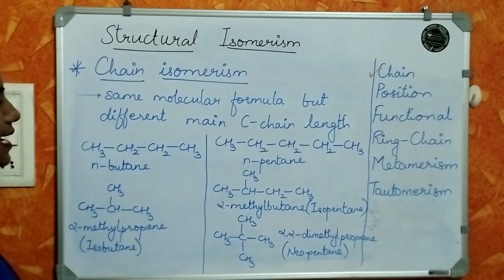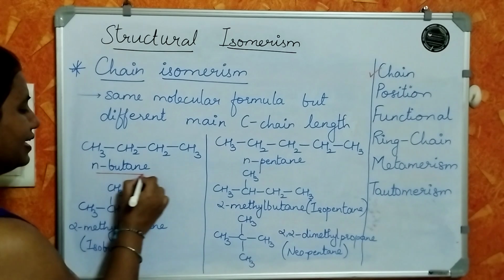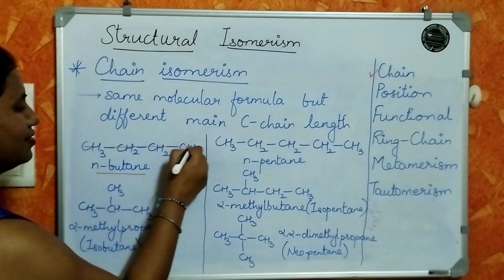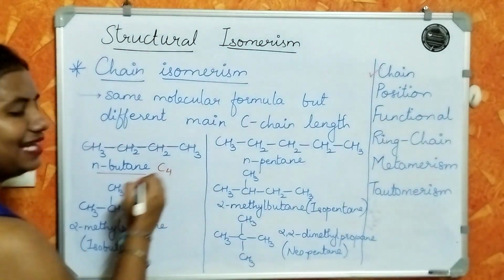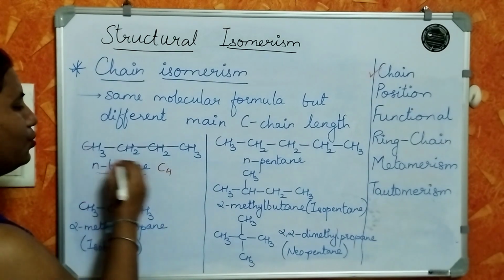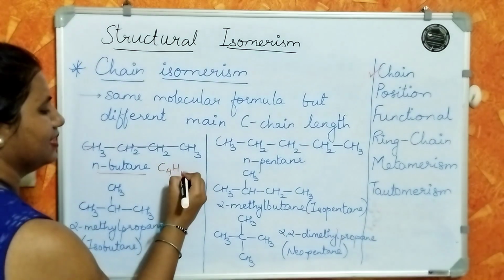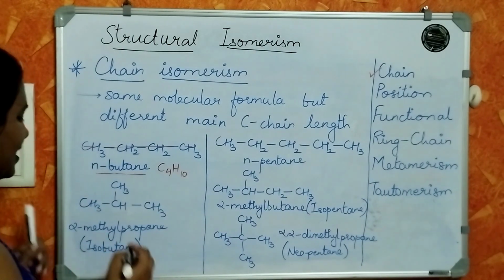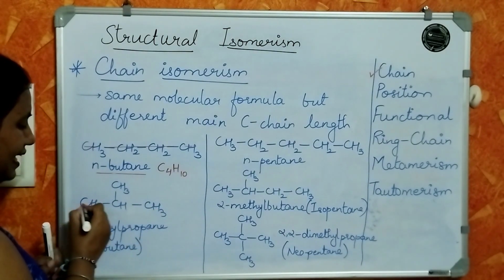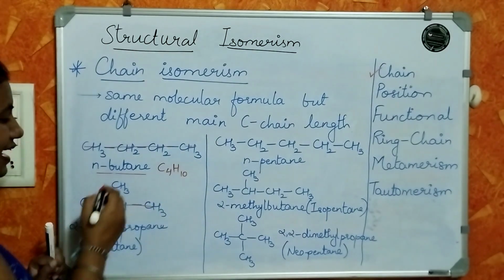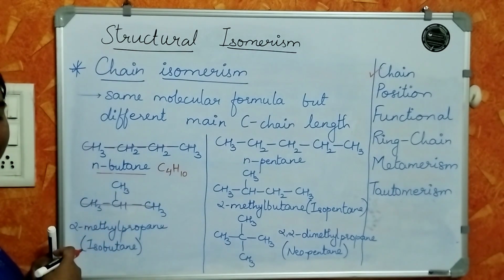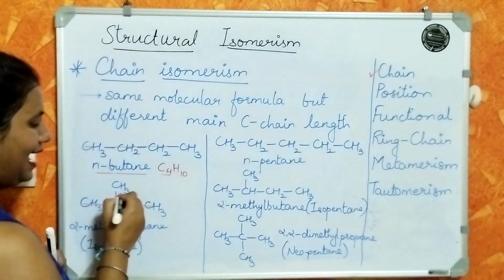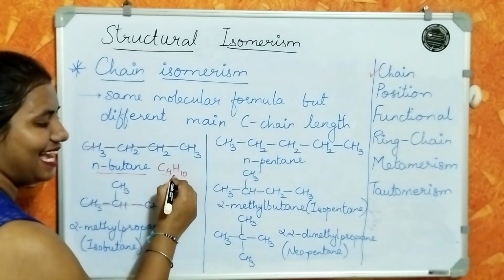Now in the first example, I have taken N-butane, where all the carbon atoms in the straight chain are over here and we have C4. That means there are 4 carbon atoms and the total number of hydrogen is 10. So we have C4H10. Now in the isomer, as you can see, in the longest carbon chain, there are 3 carbon atoms over here and the 4th one is outside the chain. This structure has a molecular formula of C4H10.